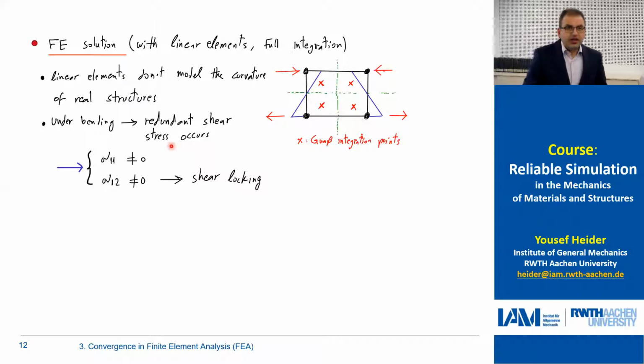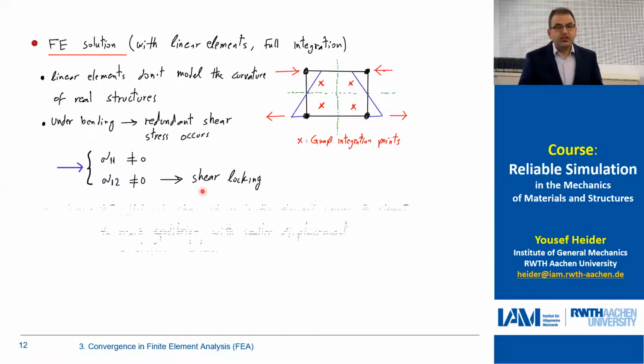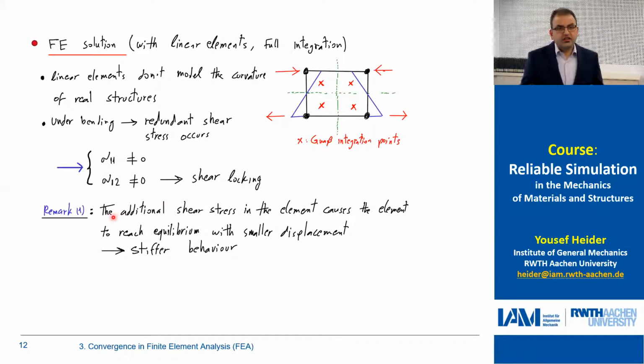Under bending, redundant shear stress occurs. So first, the sigma 1, 1 would not be equal to 0. So this is what we would like to see. However, the sigma 1, 2 would also not be equal to 0. You see, corresponding to this Gauss point, we would have some kind of deformation. It means that the additional shear stress component, which is not equal to 0 here, causes the elements to reach equilibrium with smaller displacement.